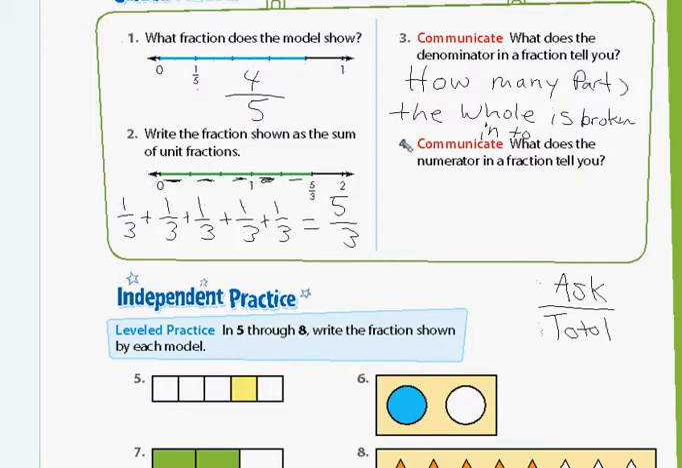Now, number 4, and that's the total part of my ask over total. Number 4. What does the numerator in a fraction tell you? The numerator tells you how many parts we're talking about. How many parts we're talking about. What I wrote is how many parts they are asking about. That's the top part of my fraction.